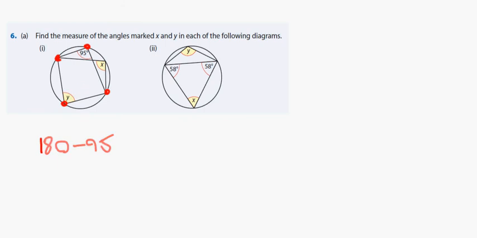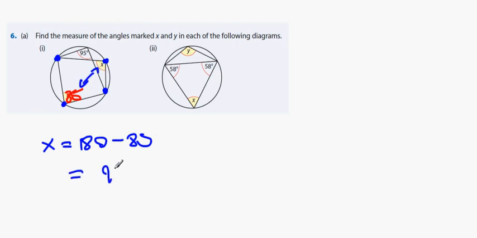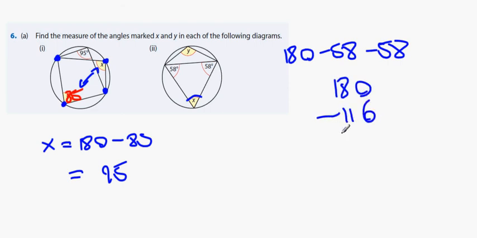Okay, so now that we know that Y is 85, we can next concentrate on the cyclic quadrilateral in blue. We can see that the 85 is also opposite the X, so X is going to be 180 minus 85, because these are opposite each other as well in a different cyclic quadrilateral, and we're going to get 95. X equals 95. In this one here, we have three angles of a triangle. X is the third angle, so it's going to be 180 minus 58 minus 58, which is 180 minus 116, which will bring us to 64.